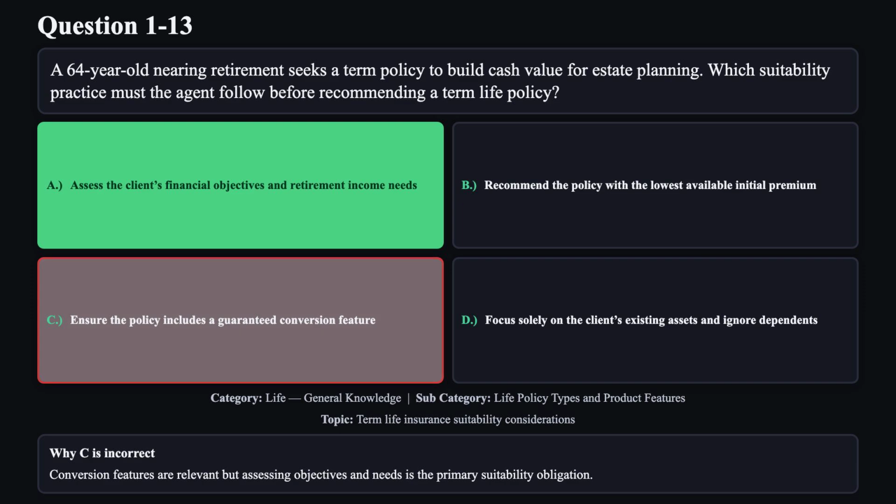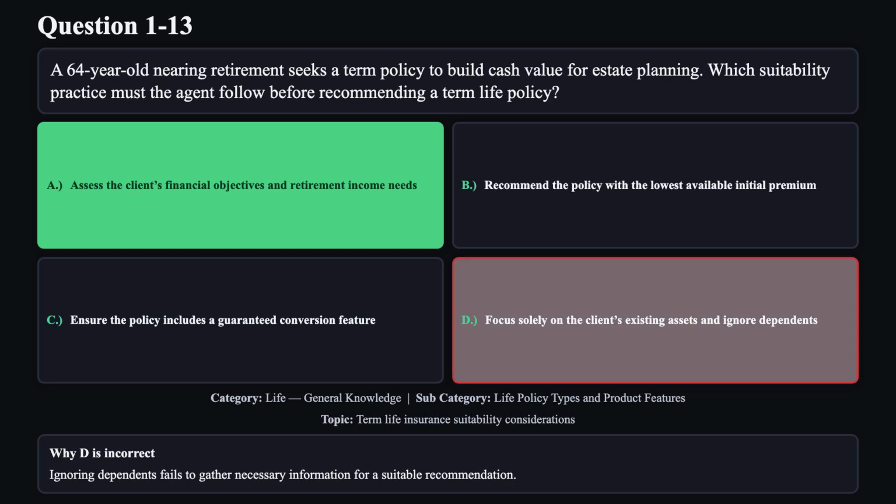Reason C is not correct. Conversion features are relevant, but assessing objectives and needs is the primary suitability obligation. Reason D is not correct. Ignoring dependents fails to gather necessary information for a suitable recommendation.